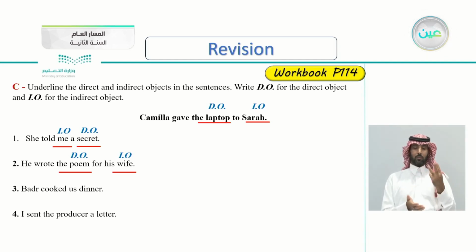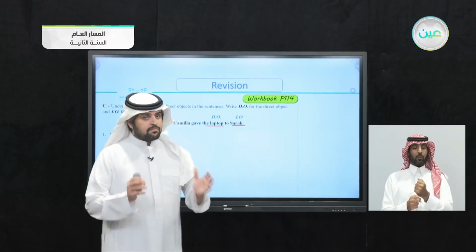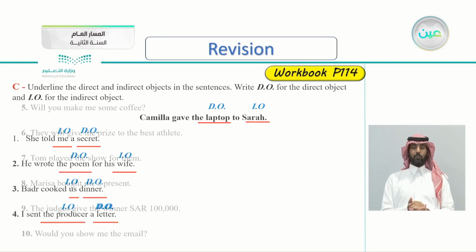Number three, Badr cooked us dinner. Again, we have two objects, which is direct and which is indirect. Okay, let's check it. Us is the indirect, dinner is the direct object. Number four, I sent the producer a letter. Which is which here? Let's check it together. The producer is the indirect and a letter is the direct object.